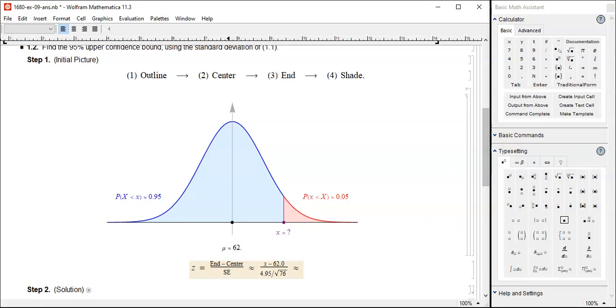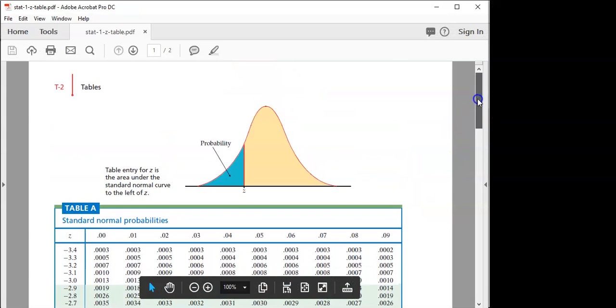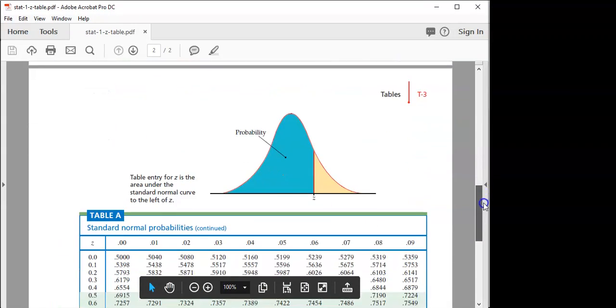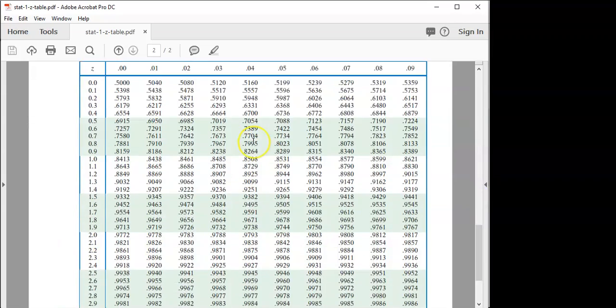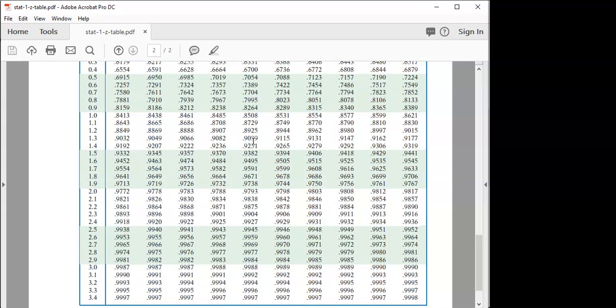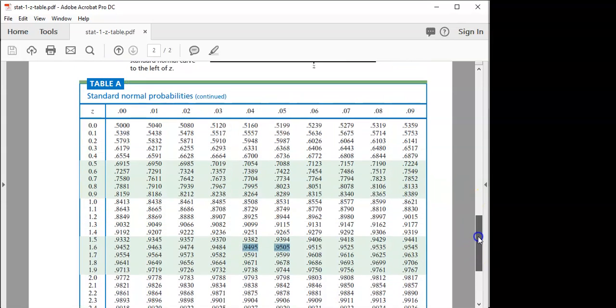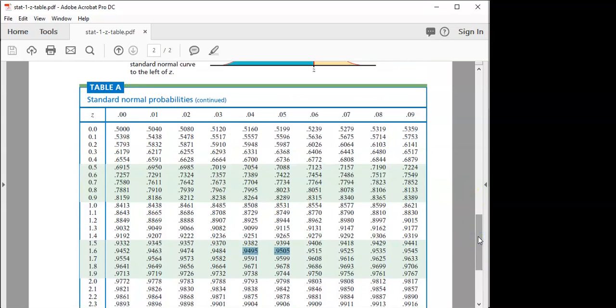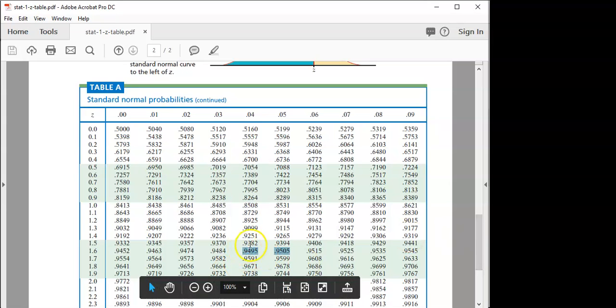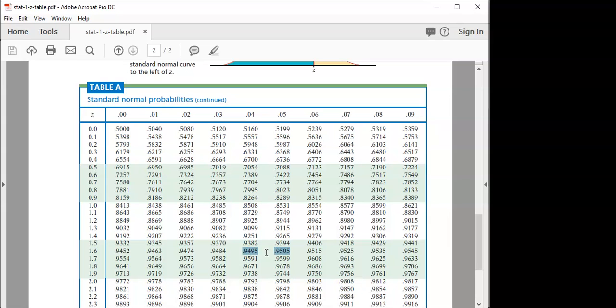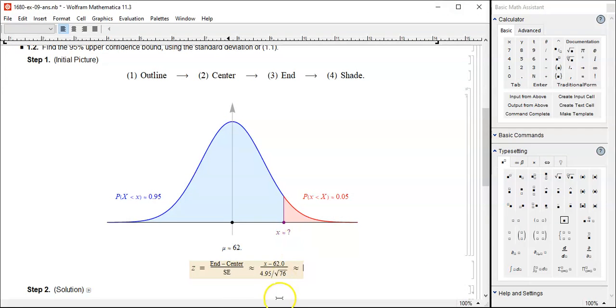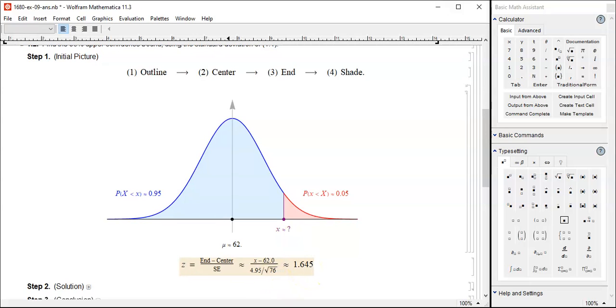So let's go back to this z-table. When do we have 95% to the left? To the left, I want 95%. Let's go down, 95, here we go, 9495 and 9505. We have a tie here, and somewhere in the middle, you're going to get the correct z-score. So I'll estimate it at 1.645. So that's 1.645.